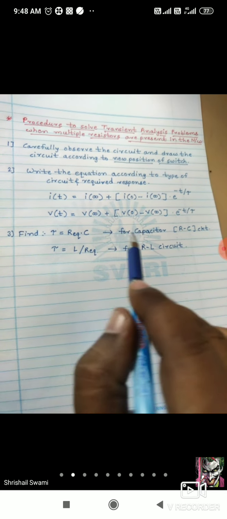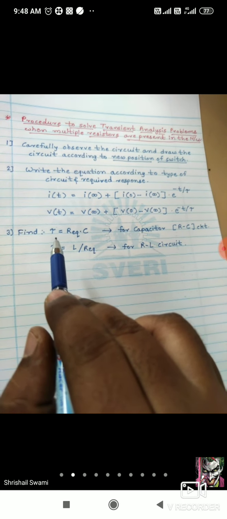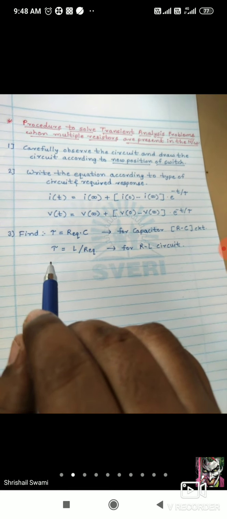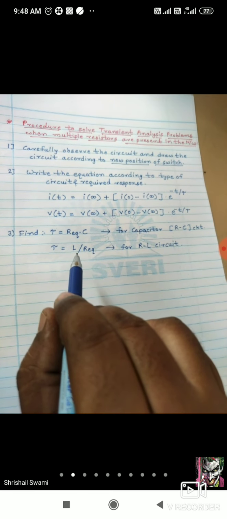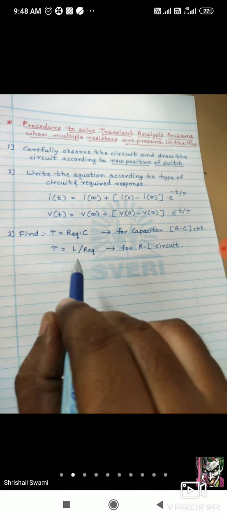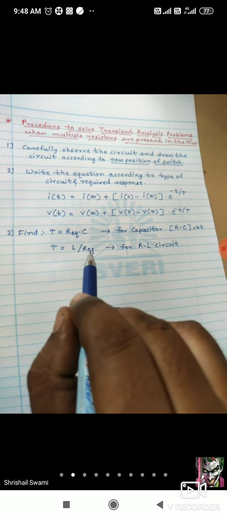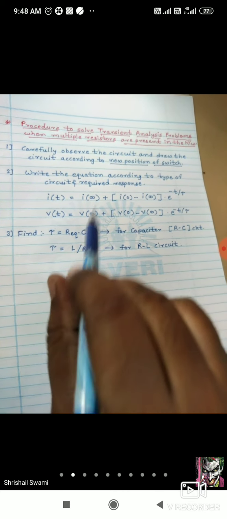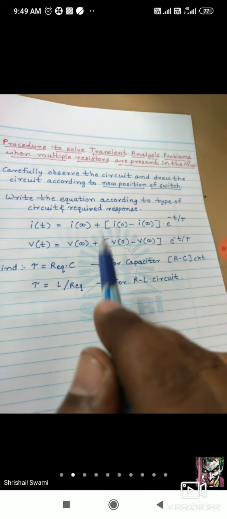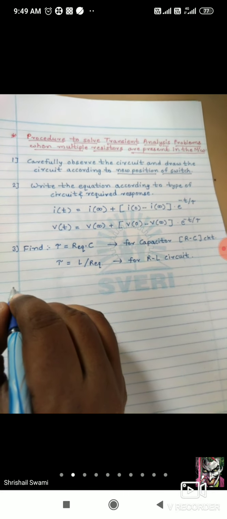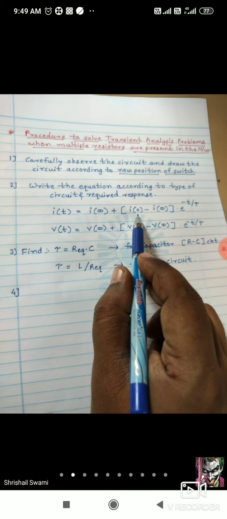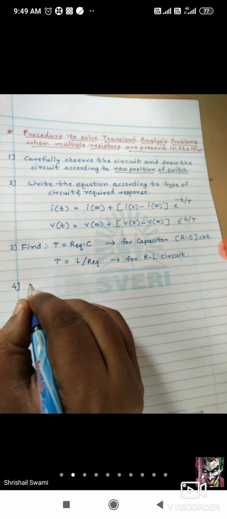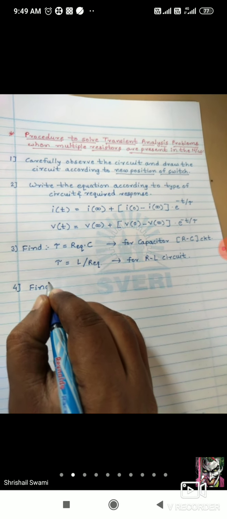that is RC or RL. If RC is there, you can use tau is equal to R equivalent into C, because for an RC circuit tau is equal to R into C. That we already know. And for an inductor, RL circuit, tau is equal to L by R. R is used when multiple resistors are present in the network; for that only we are considering all these steps. Understand? So the fourth one is, how to find out this I of 0? I of 0 means initial conditions.